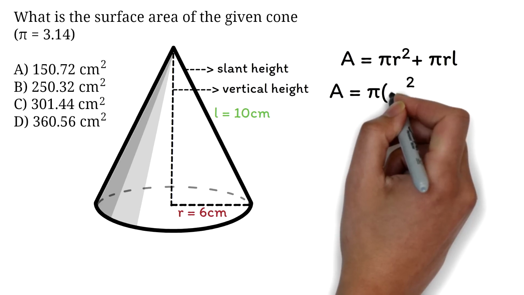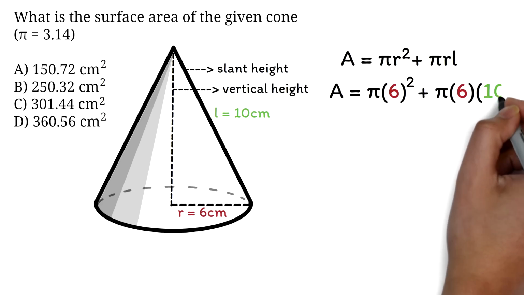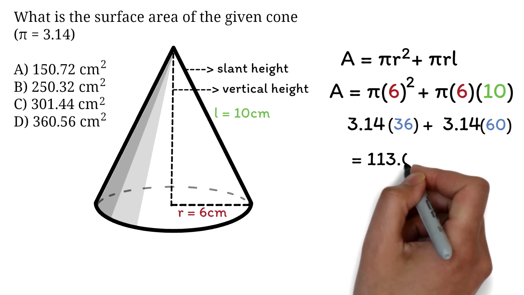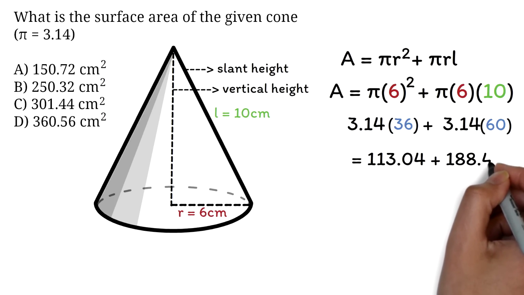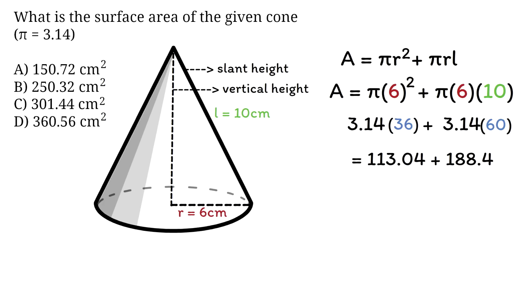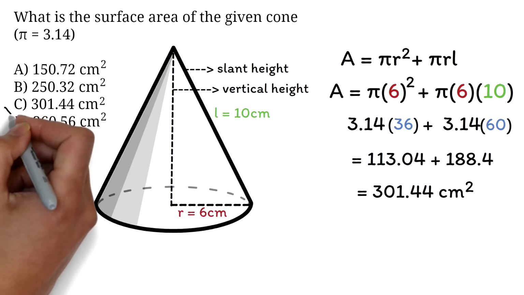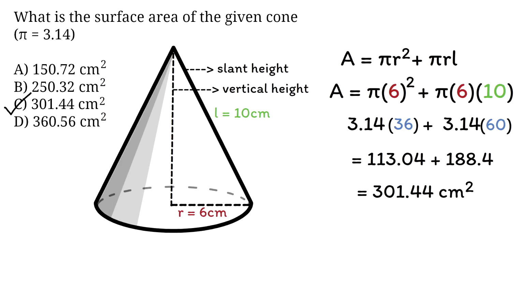We calculate pi times 6 squared plus pi times 6 times 10. Pi is 3.14. 6 squared is 36, and 6 times 10 is 60. So we have 3.14 times 36 plus 3.14 times 60. We work this on the calculator to get 113.04 plus 188.4. Summing these up, the total surface area becomes 301.44 square centimeters. Hence, the correct answer is C, 301.44 square centimeters.